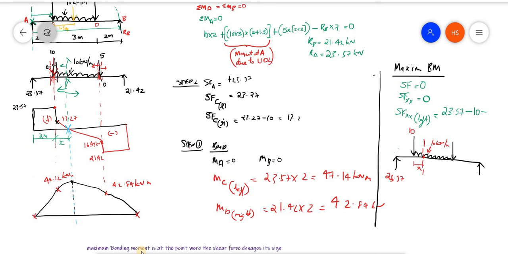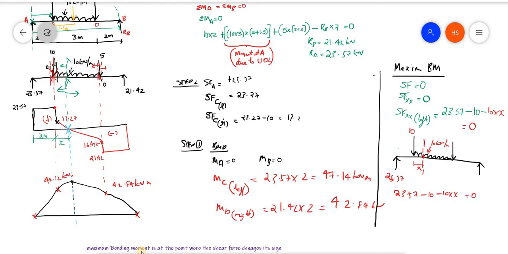Therefore 23.57, it is to the up, minus 10, minus another load due to this UDL, that is 10 into X. This should be 0. That is, 23.57 minus 10 minus 10 into X is equal to 0.